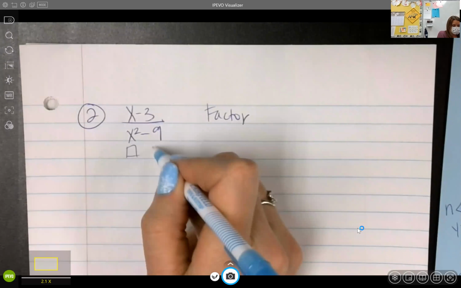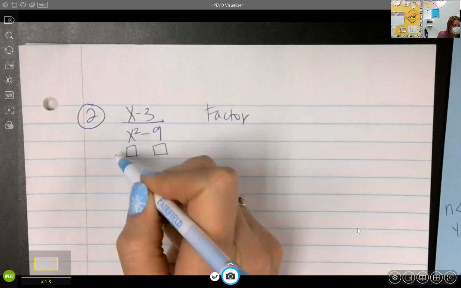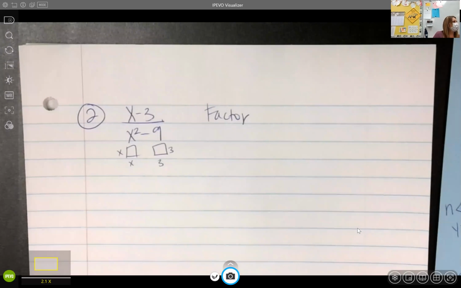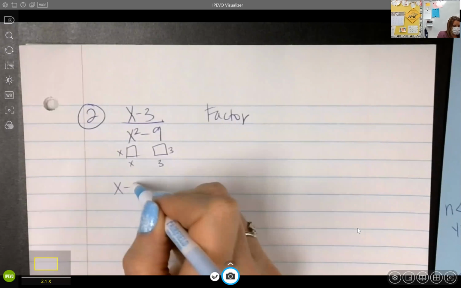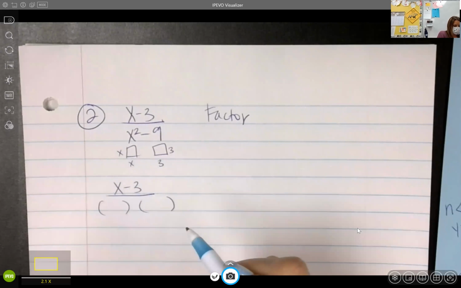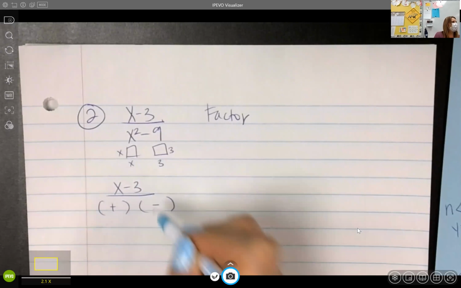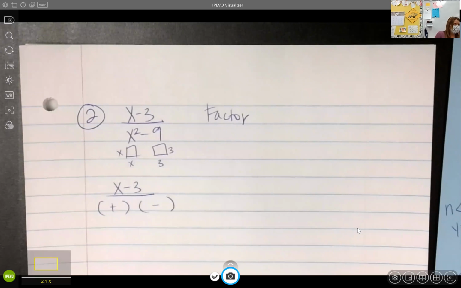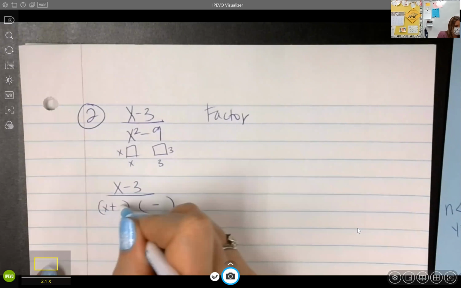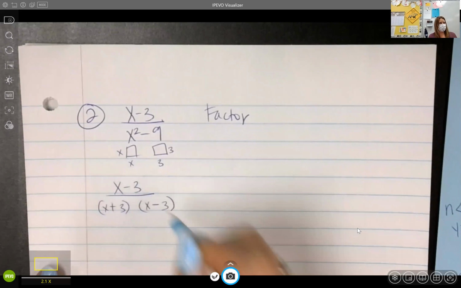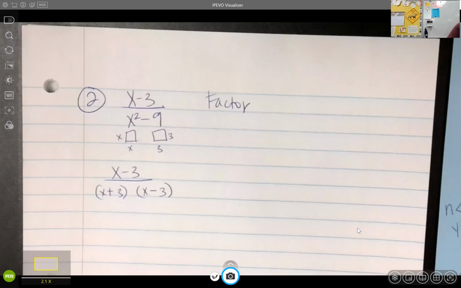Good. I'm hearing many things, but they are squares. So x and x, 3 and 3, right? So when I factor this, it's going to have the plus and the minus because it was a square minus a square. So that gives us x plus 3 and x minus 3. Okay? All right, so now that it's factored, write down your restrictions. So you always write the restrictions down before you simplify.